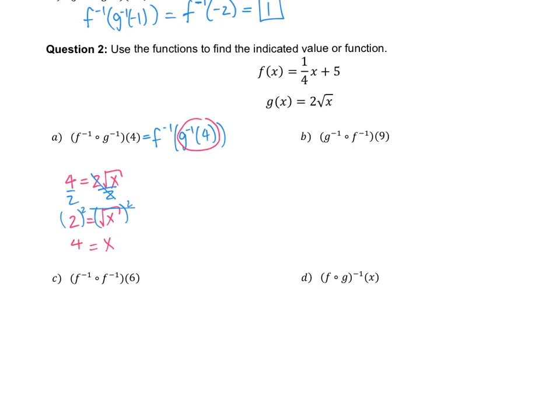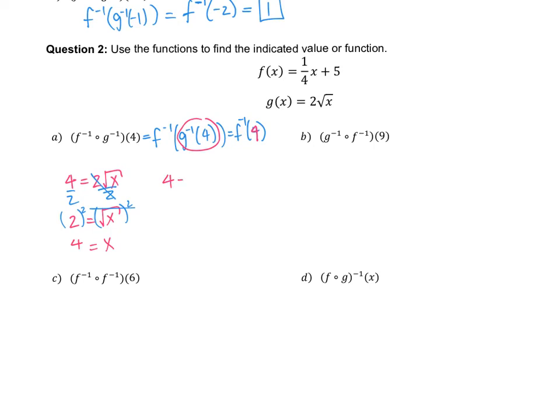So let me rewrite that here. So g inverse of 4 is 4. So I've replaced that with 4. Now I need to find the inverse of f at 4. So same thing. This is your y value. So you want to plug that in here and solve for x. So let's do that to the side.